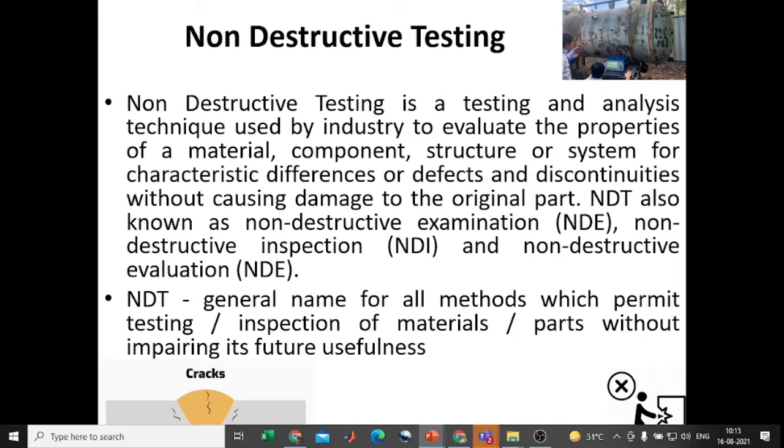Non-destructive testing is a testing and analysis technique used by industry to evaluate the properties of a material, component, structure or system for characteristic differences or defects and discontinuities without causing damage to the original part, which means we won't disturb the workpiece material. We can examine the workpiece material with the non-destructive testing source. Based on that source we can get the signals from the workpiece material.